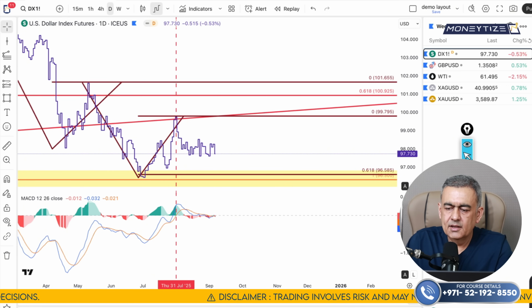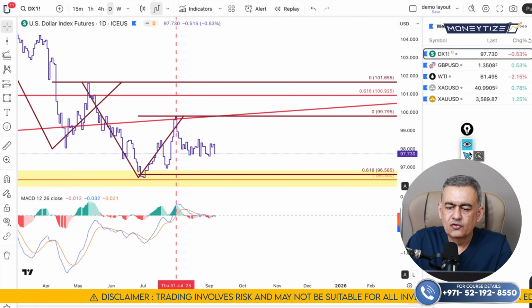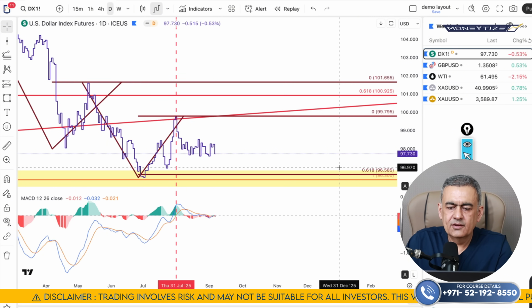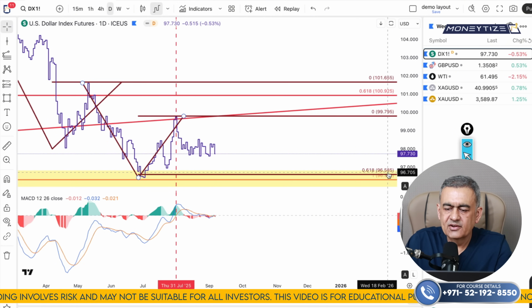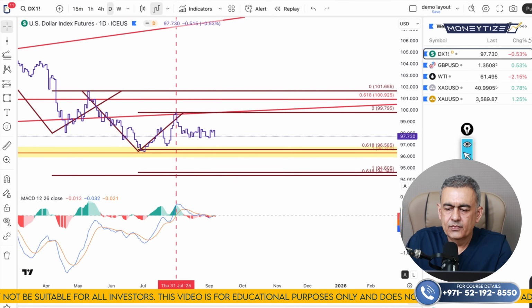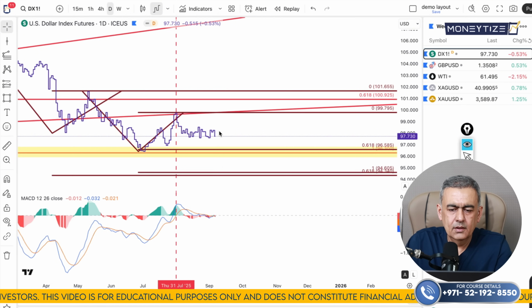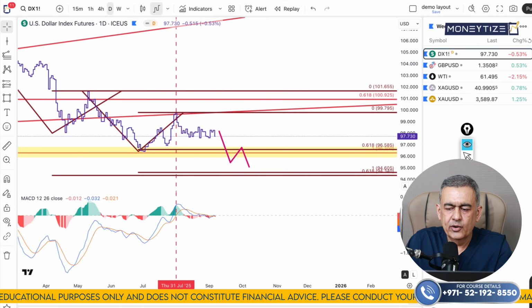And the environment on daily chart is negative, bearish. So most likely dollar index is moving lower, and it is going to hit 96.58 followed by 96.30. And if this zone is breached, the support gets broken, then the next target would be 94.6 to 94.30.